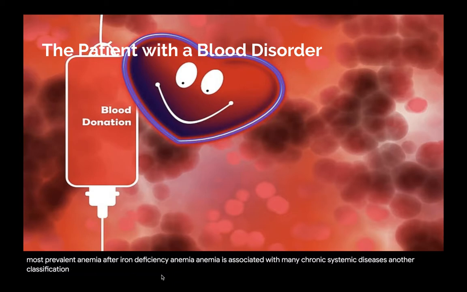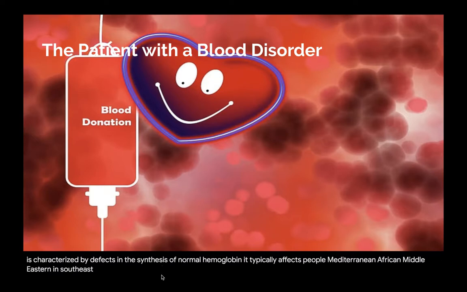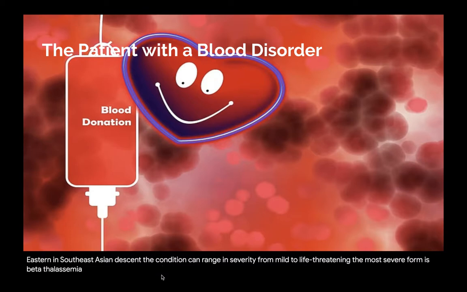Another classification by cause of anemia, caused by genetic blood disorders. Thalassemia is a diverse group of genetic blood disorders characterized by defects in the synthesis of normal hemoglobin. It typically affects people of Mediterranean, African, Middle Eastern, and Southeast Asian descent. The condition can range in severity from mild to life-threatening. The most severe form is beta thalassemia major, also known as Cooley anemia.